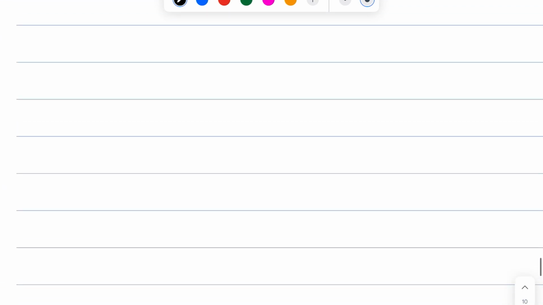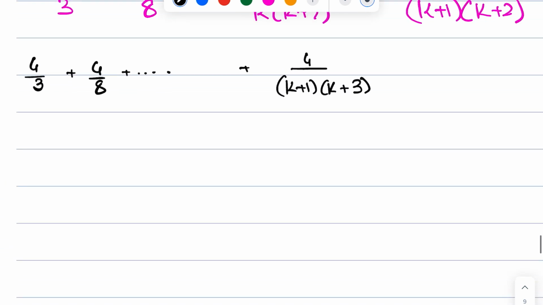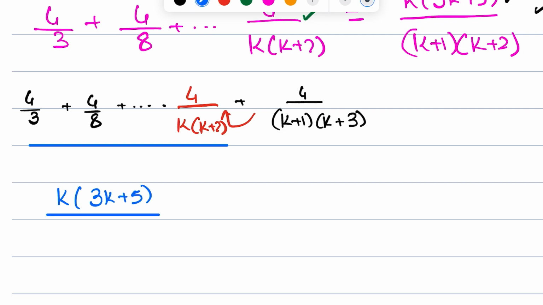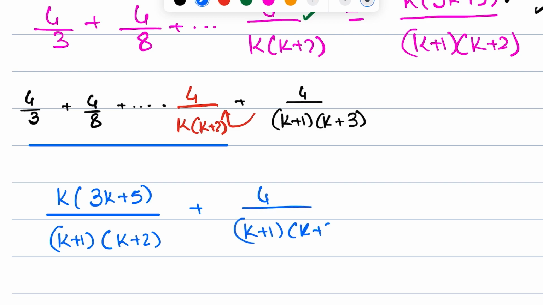I have to land up from here to here. So what would have been the previous term? The previous term would have been 4 upon k times k plus 2. This entire thing goes in assumption. What is that one? K times 3k plus 5 divided by k plus 1 times k plus 2, plus 4 upon k plus 1 times k plus 3.